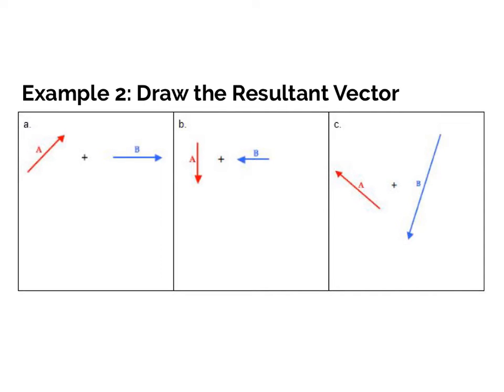Okay, now this goes back to the first example then, where we add and subtract vectors. Now we're just going to look at this without numbers. We're just going to look at this qualitatively with the arrows. So how do I add things that are acting in two dimensions? Let's take, for example, I have vector A, and I'm going to add to it vector B.